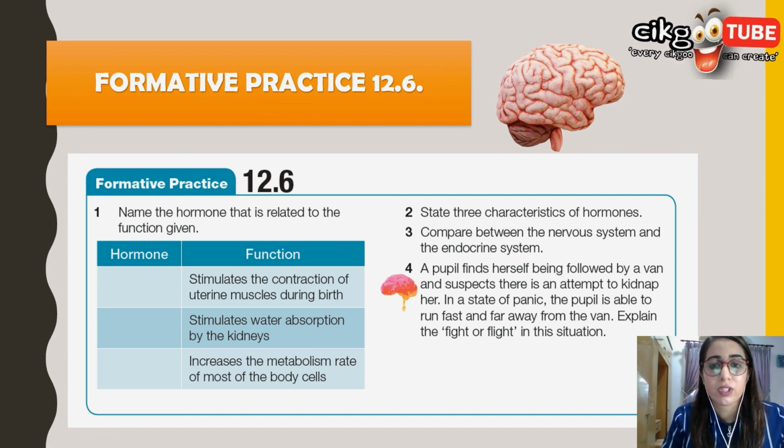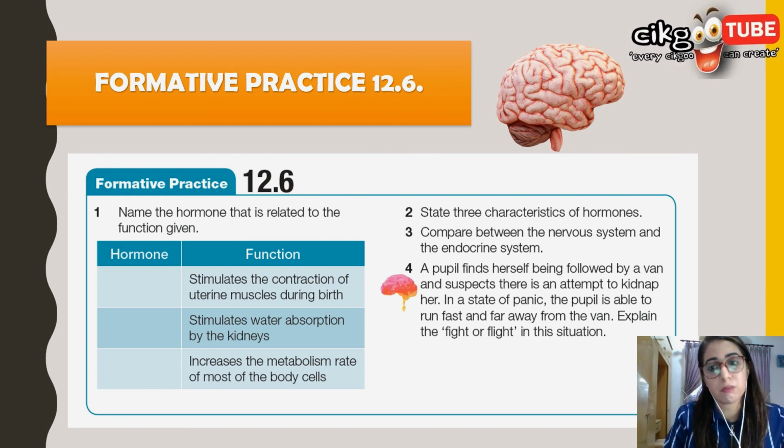Now, number 4, a pupil finds herself followed by a van and suspects there is an attempt to kidnap her. In a state of panic, the pupil is able to run fast and far away from the van. Explain the fight or flight in this situation. So you can talk about the transmission and how that creates the response. The answers will be given in the description box below. So do it before you check your answers.